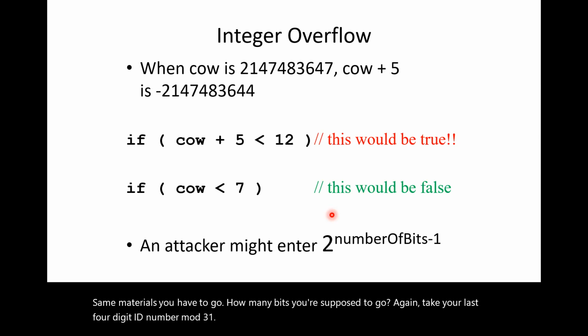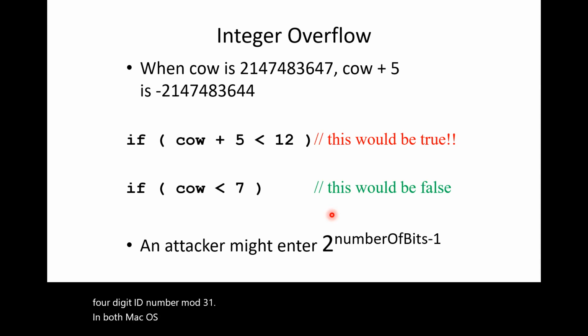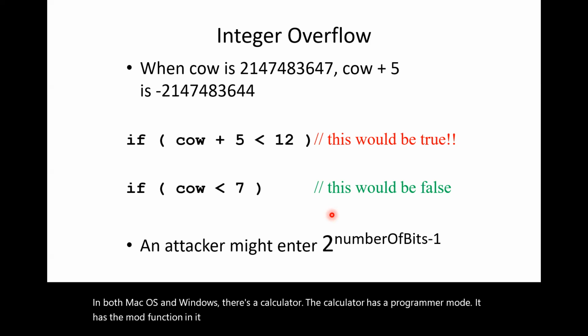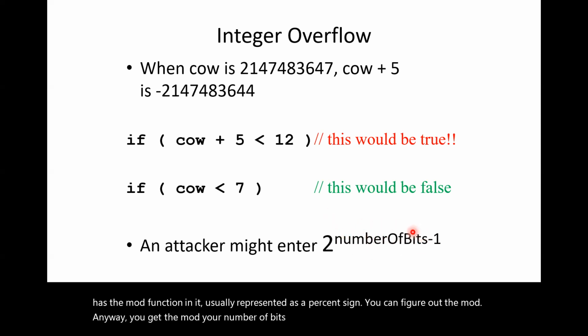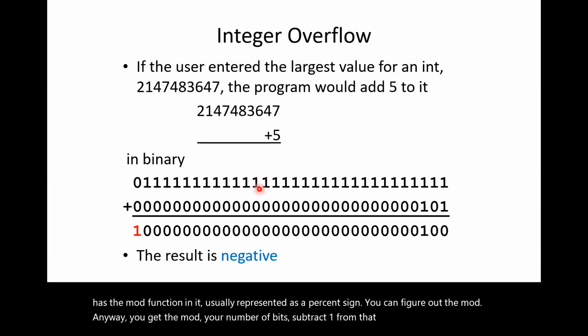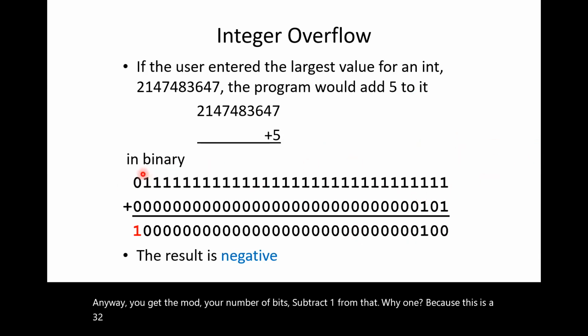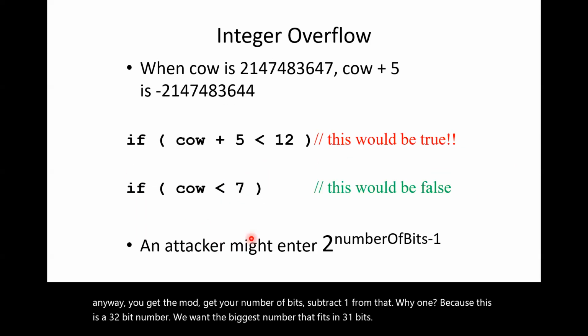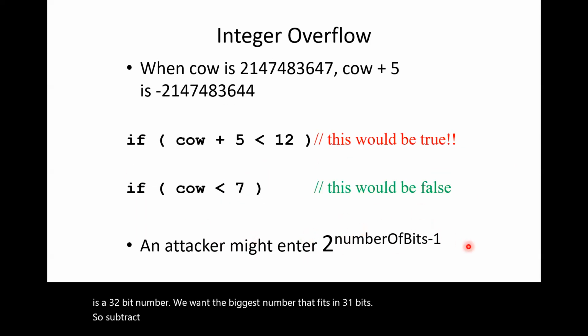In both Mac OS and Windows, there's a calculator. Calculator has a programmer mode. It has the mod function in it, usually represented as a %. You can figure out the mod. Anyway, you get the mod, get your number of bits, subtract 1 from that. Why 1? Because if this is a 32-bit number, we want the biggest number that fits in 31 bits. So subtract 1, raise 2 to that power, and that's your answer.